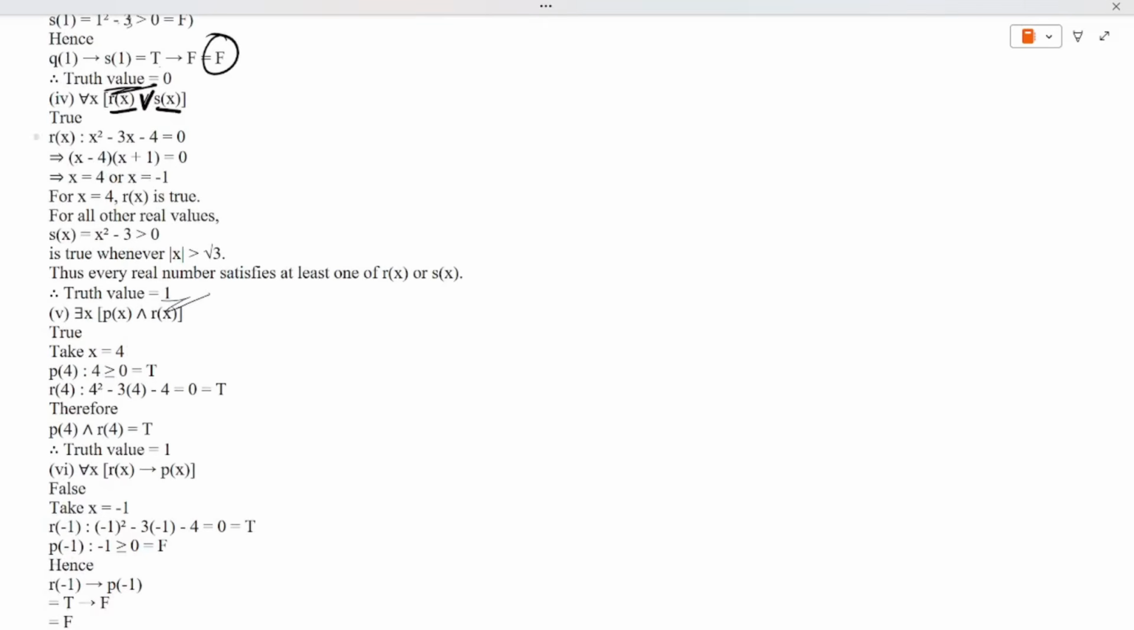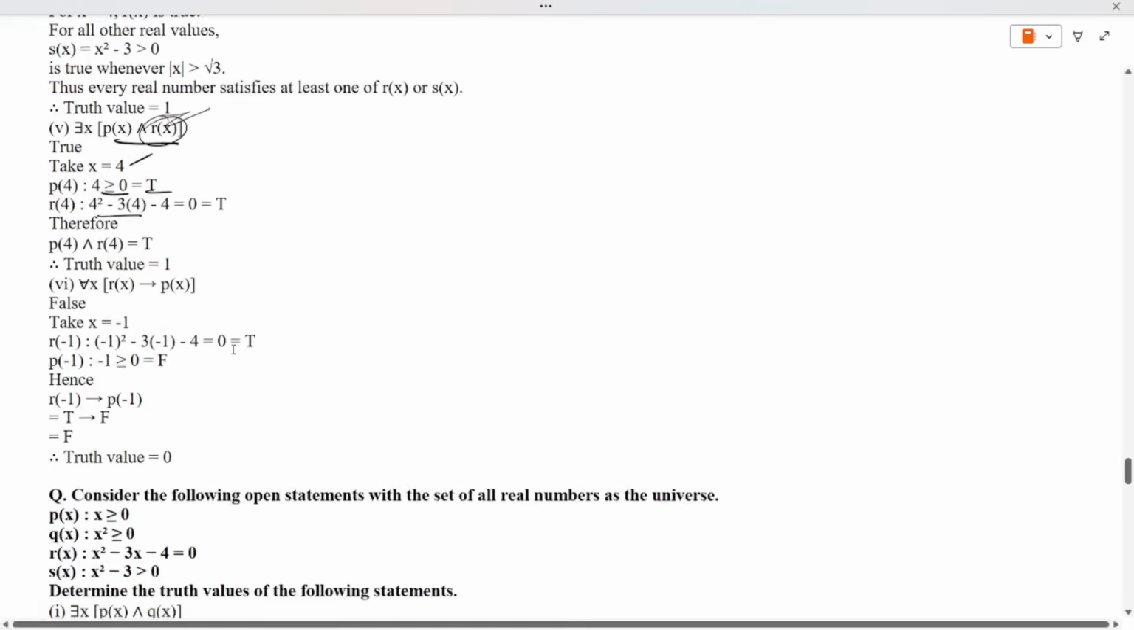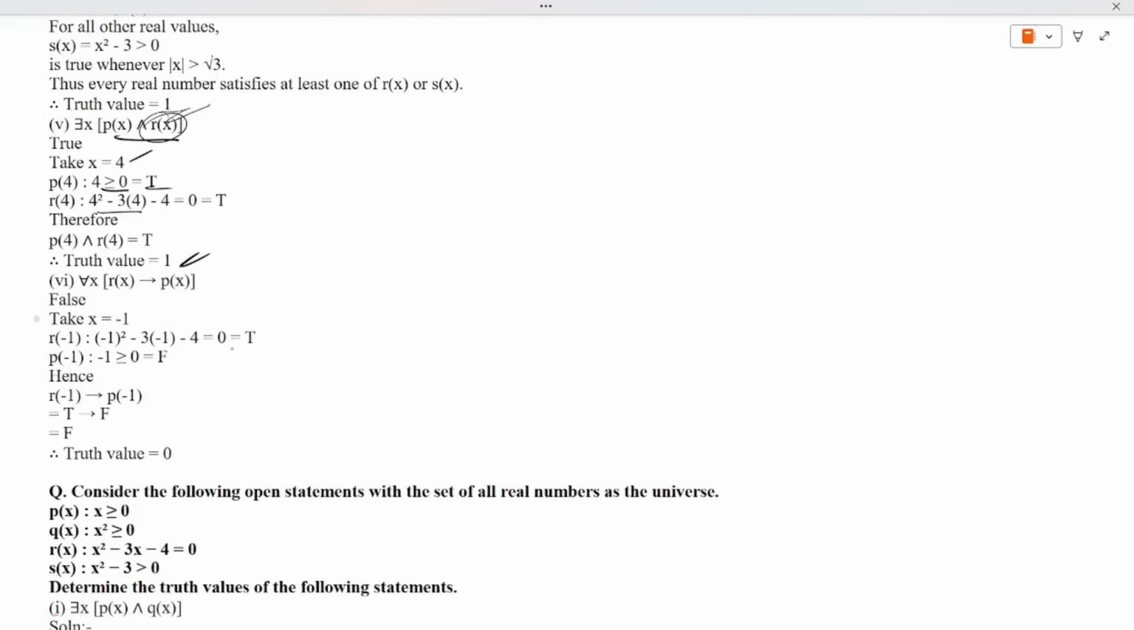Now you can take p of x and r of x. You take x as 4, 4 greater than or equal to 0, true, and 4 square, when you take this, true and true, it is true, the answer is true here. Next you can take r of x, p of x, here you got true, false, so the answer is false.